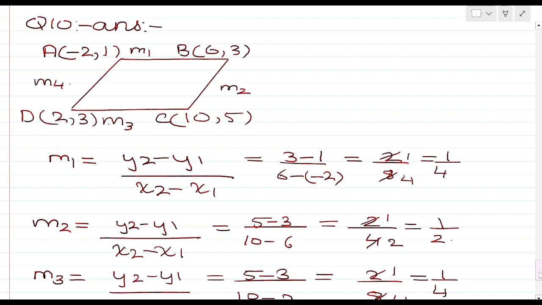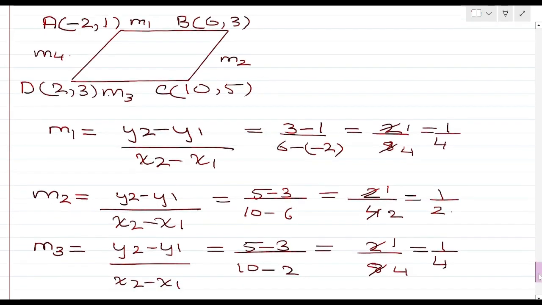Then we will find the slope of BC and AD, which will be m2 being equal to m4. So if they are equal, that means opposite sides are parallel to each other, then we can conclude that they are the coordinates of a parallelogram.